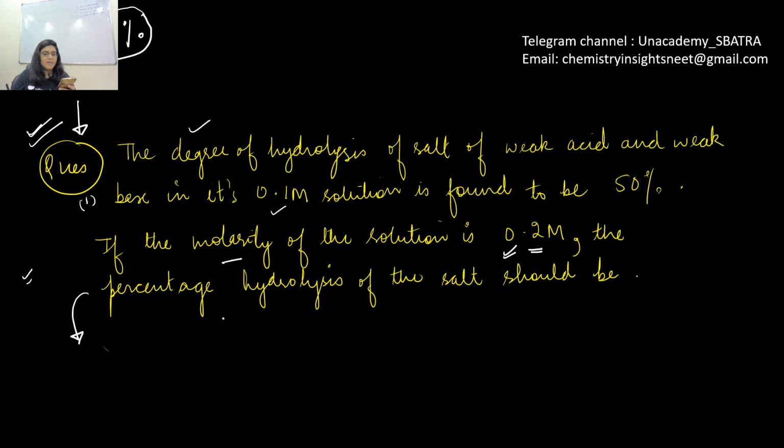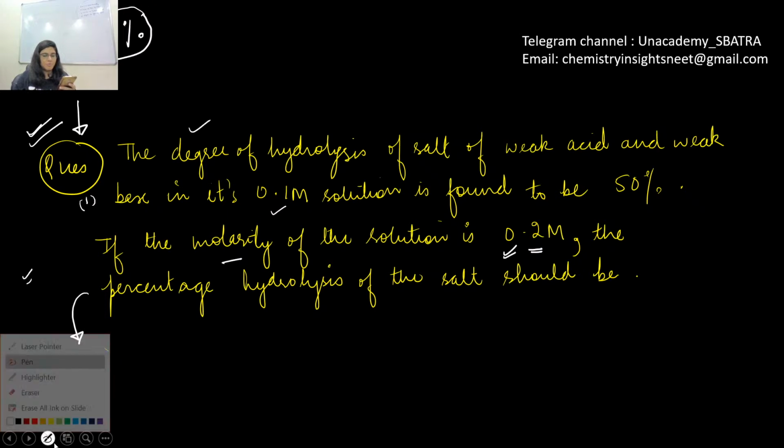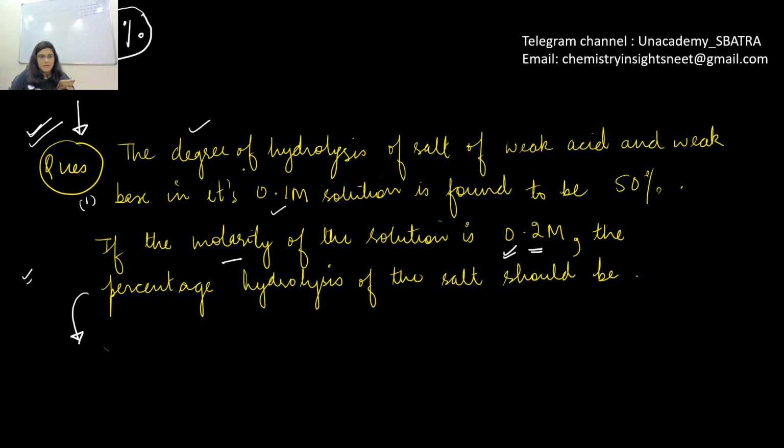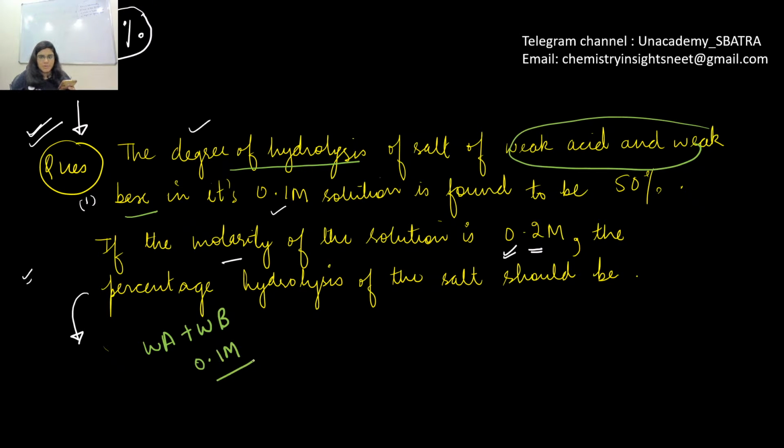All right, so now let's solve this question. If you need more time, just quickly tell me in the comment section. Fine. So now what the question is saying: the degree of hydrolysis of a salt of weak acid and weak base, right? The concentration of the solution is 0.1 molar, and the degree of hydrolysis, represented by h, is equal to 50%.